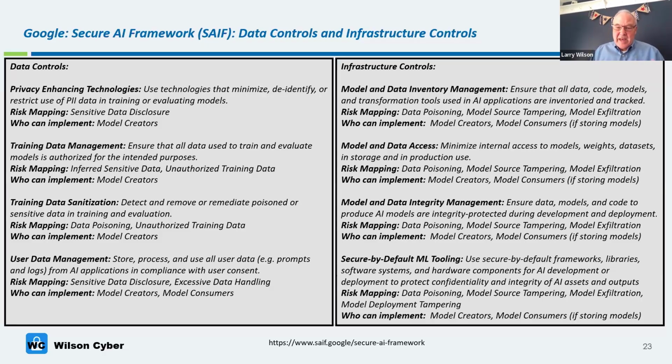We have model and data integrity: ensure the data, the models, and the code that produce models are integrity protected. The risks are data poisoning, model source tampering, and model exfiltration. Creators and consumers can both be responsible for implementing. And then finally, secure by default ML tooling, frameworks, libraries, and software systems. Here we have four different risks: data poisoning, model source tampering, model exfiltration, and model deployment tampering. Both the creators and the consumers would be responsible.